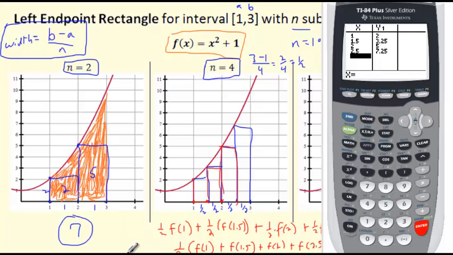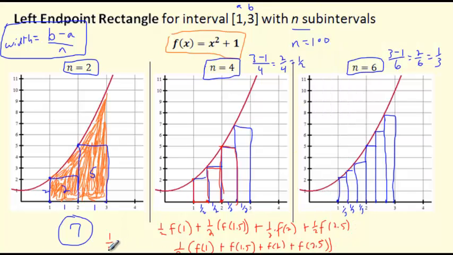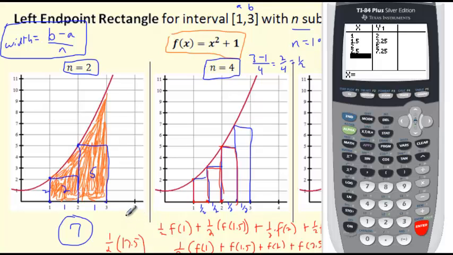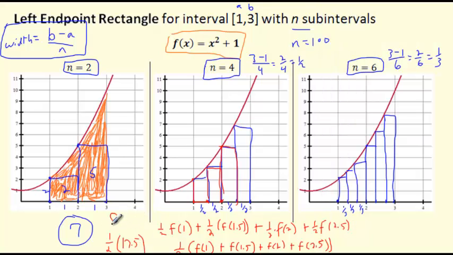So let's come back to this. It'll be 1/2 times all those added up, which was 17.5. So what is 1/2 times 17.5? What is that? 8.75. So the approximation of these 4 rectangles, the area there, is 8.75. So you can see, I started with 7, now I'm at 8.75.